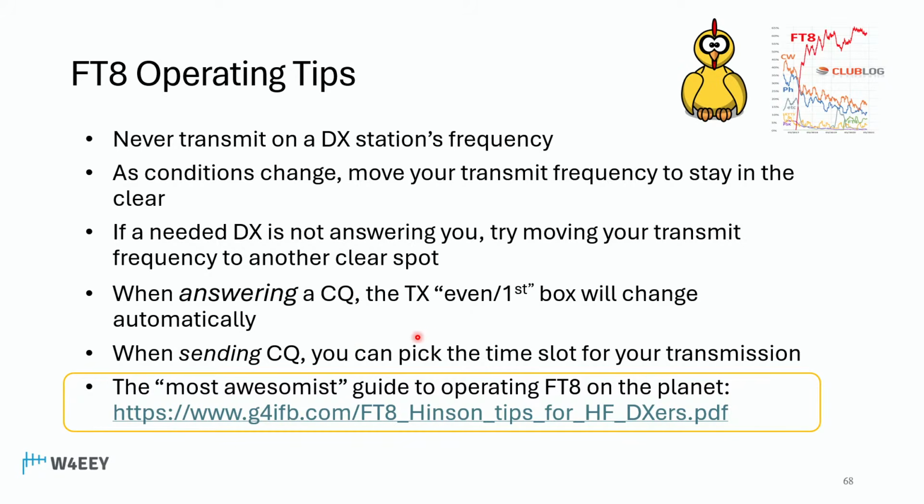When answering a CQ, the TX even 1 box will change automatically. So there's a box where you can tell the software that you want to transmit on the even time slots or the odd time slots. In other words, 0, 15, 45, etc. The software will automatically adjust that for you. Or you can force it to one specific slot if you're calling CQ. When sending CQ, you can pick the time slot of your transmission. That's what this is referring to.